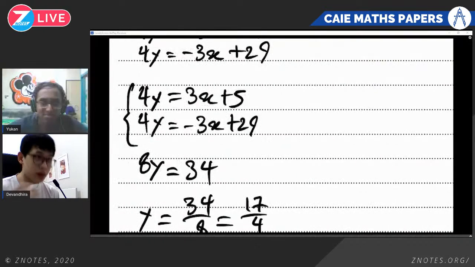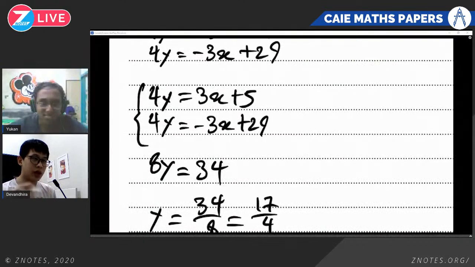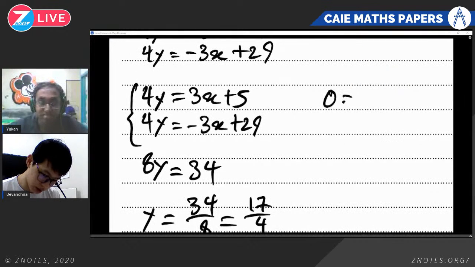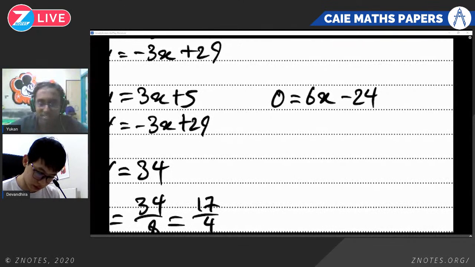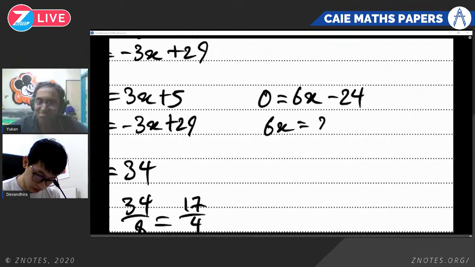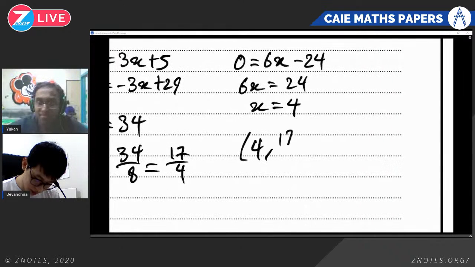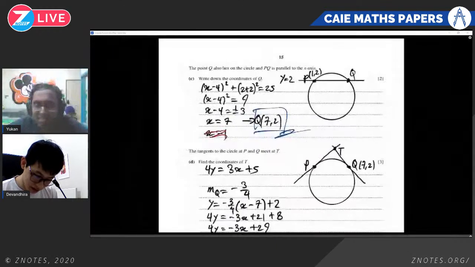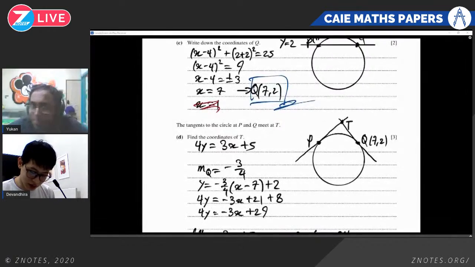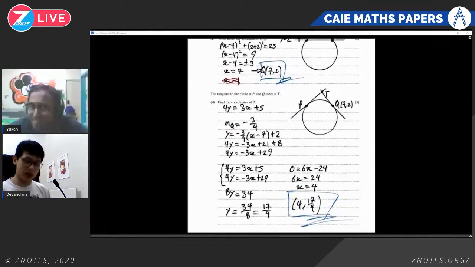Now let's find the x. To find x, we can subtract the equations: first minus second equation. We'll have 0 is 6x, 5 minus 29, that's -24. So 6x is 24. Let's just solve for x and we get 4. And that's it, guys. We have both coordinates and we can box the answer and say thank you to the examiner for the 3 marks. And yeah, that's it.